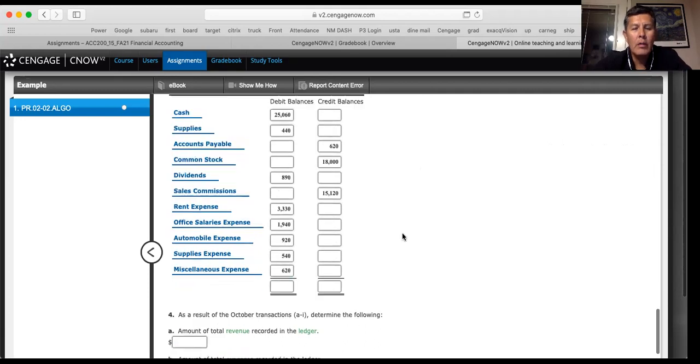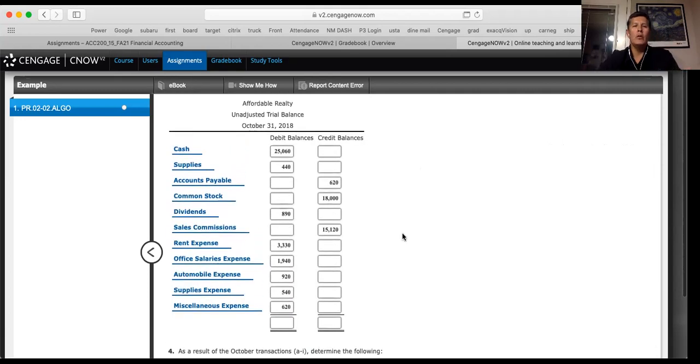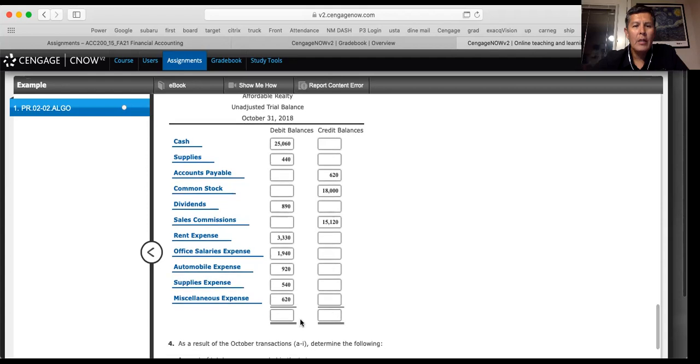Okay, now here's where we add them up. So I'm just going to get my calculator and add up all the debits and all the credits. And if they equal, then we're good to go. If not, we have to figure out where we made the mistake. That's why in accounting, there's always a balance. Remember that assets equal liabilities plus owner's equity. It always balances. That's why in one of the videos I said it's basic algebra.